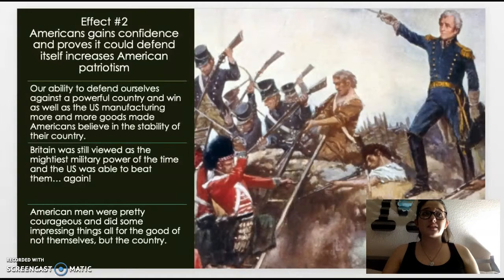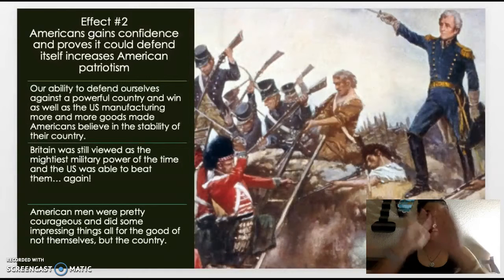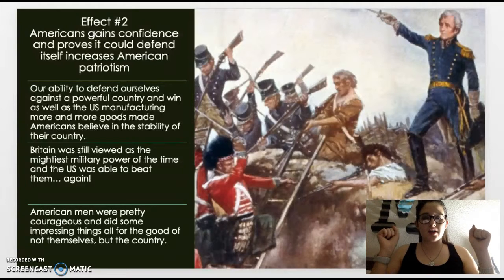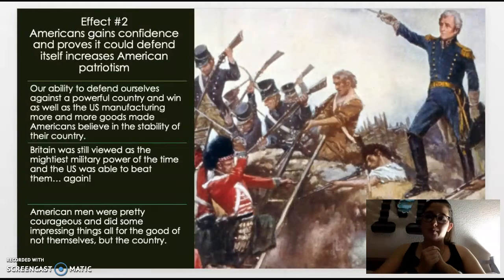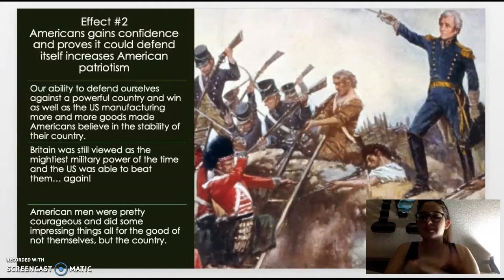And stability. Okay? On to the next thing. Britain was still viewed as the mightiest military power at the time, and the U.S. was able to beat them again. Remember, guys, 1776, the Independence War. Yay, America! And we became our own country. So we don't have any blanks for that one. That one's just a little fun tidbit.